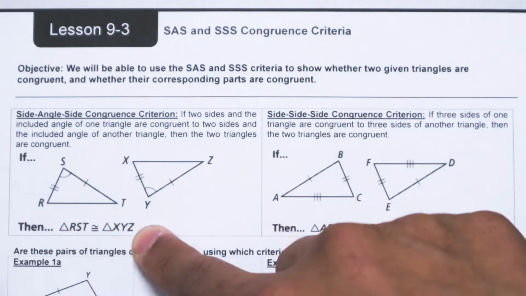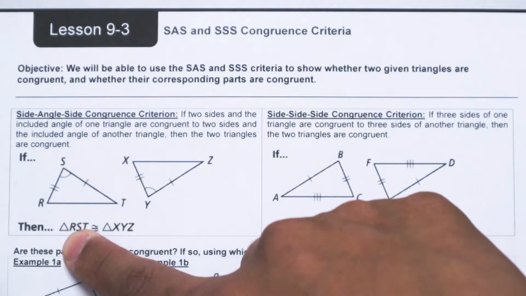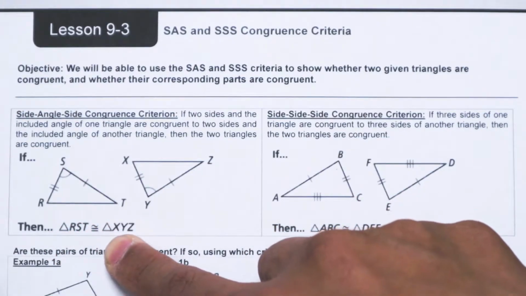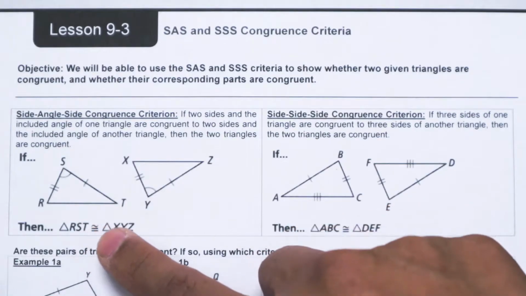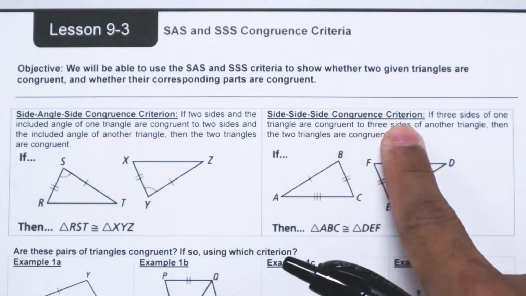So it's very important that you write these letters in order. If you put R as your first letter, you have to put X as your first letter. If you put R as your last letter, you have to put X as your last letter. Okay?